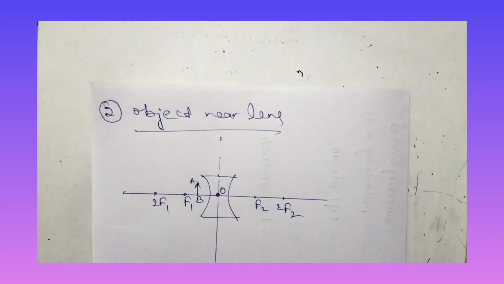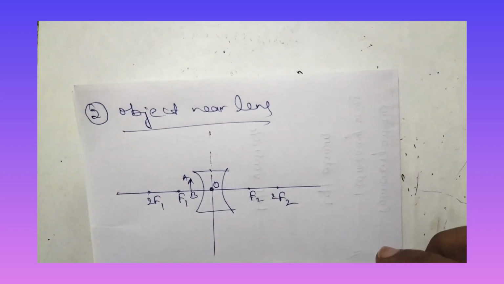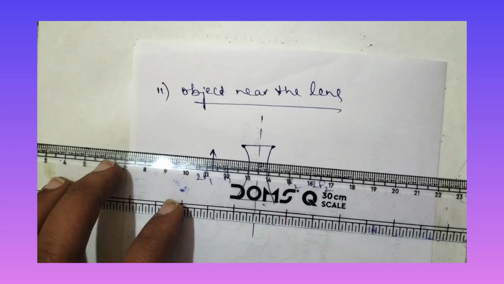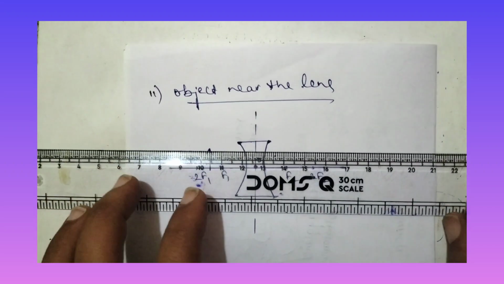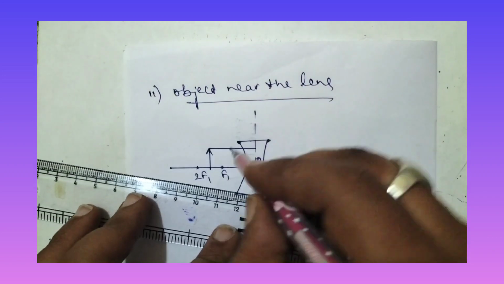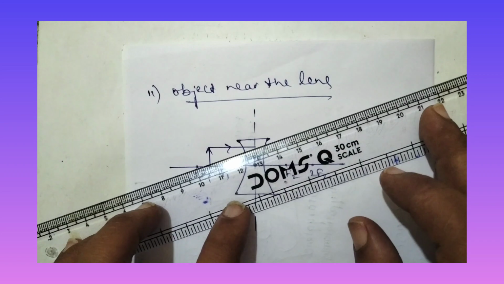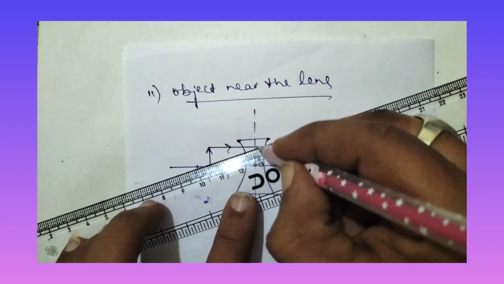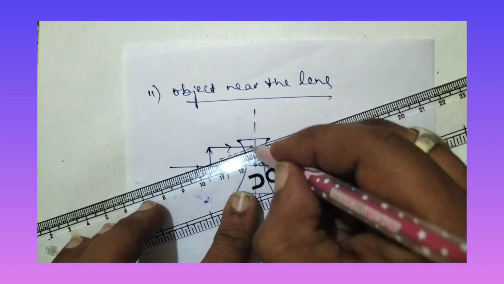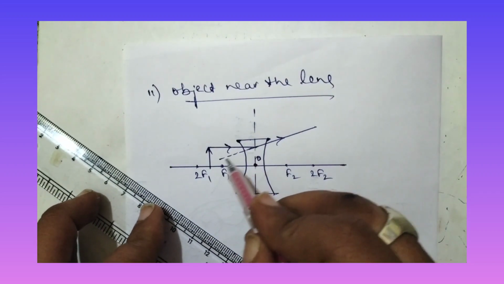So when the object is kept near the lens, the light ray which is parallel to the principal axis, after refraction, its path should be like this. Actually it should diverge like this, but its path will continue like this.